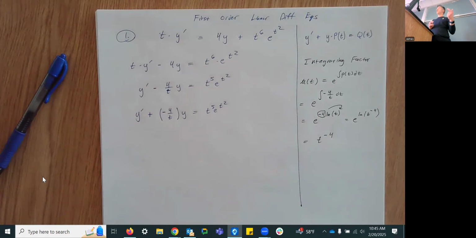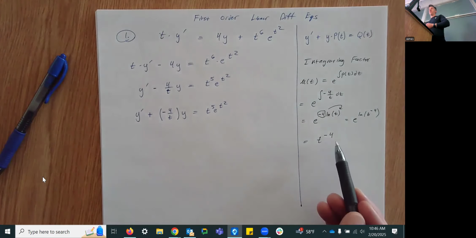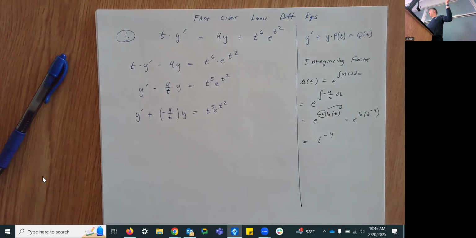If we had made the wrong choice and written our p of t as positive 4 over t, we would be getting t to the positive 4 as our integrating factor, which is totally different, right? We would end up being wrong. I don't recall how much work he wants you to show.